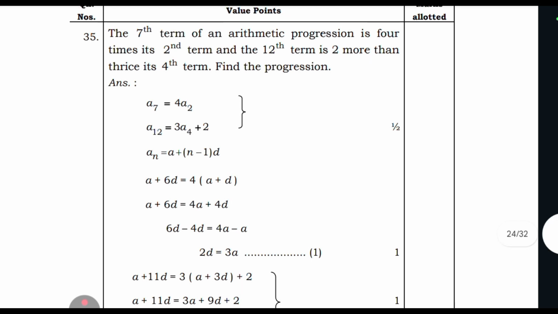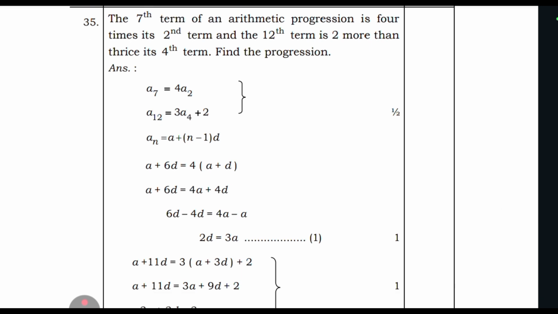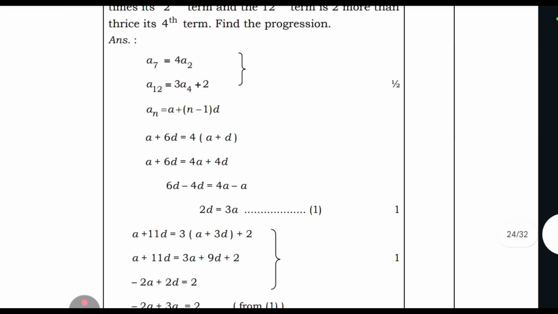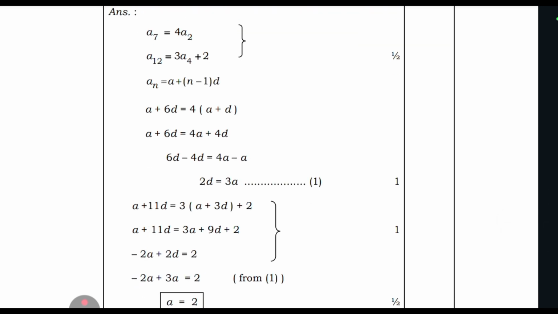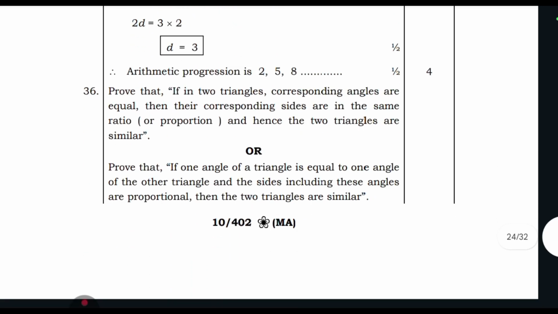The 7th term of an arithmetic progression is 4 times the second term. This type of question is repeatedly asked. They will ask, so you should practice. These questions are not tough, but only if you understand the question can you frame the equation and then solve. If you don't understand the question, you cannot frame the equation, and it will be difficult to solve these questions. These are the theorems.